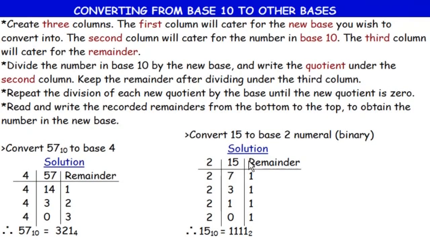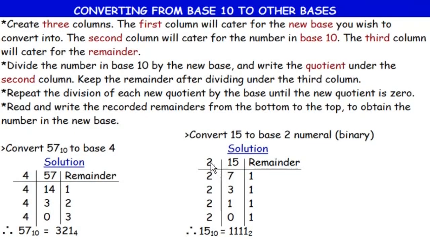So we create the 3 columns, and then we put the new base in the first column, that is 2, the number in base 10 in the second column, and the remainder in the third column. So what is 15 divided by 2? It is 7. Remainder 1.